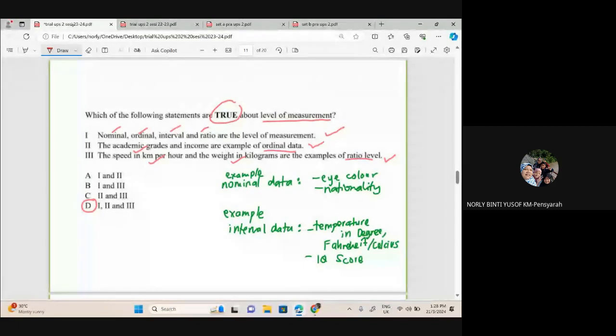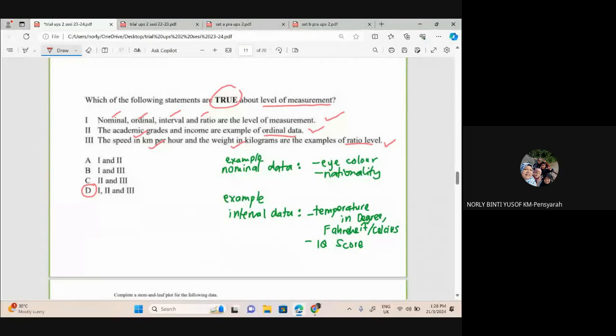Lepas tu ordinal data, contoh dia adalah academic grade. Macam grade A, B, C kan ataupun income lah. So betul. Lepas tu dia kata ratio level, speed in kilometer dengan weight kilogram pun betul ratio sebab nisbah level kan. Jadi ketiga-tiganya betul sebab dia nak true kan. So ada 2 example sekiranya keluar lah nominal. Nominal example dia eye color ataupun nationality. Contoh. Okay, and then example untuk interval data adalah contoh temperature in degree, Fahrenheit, Celsius ataupun IQ score.